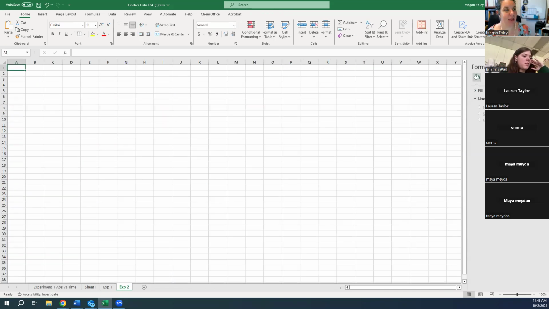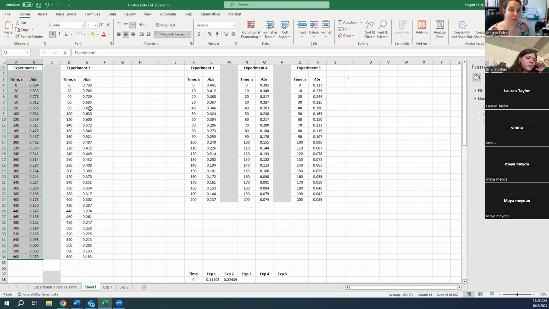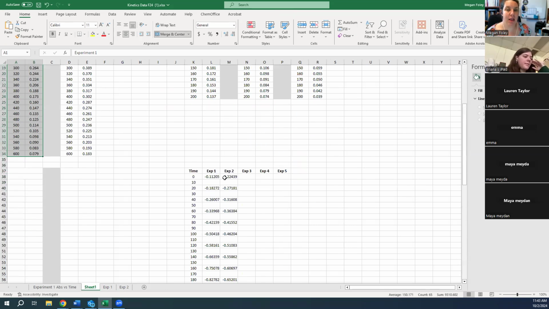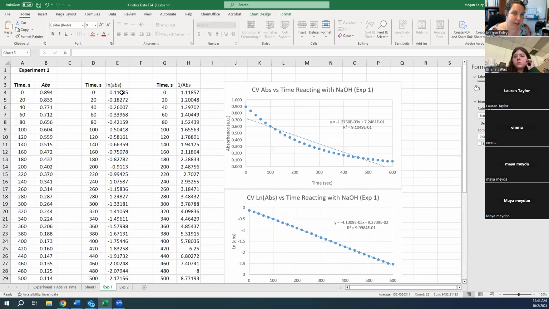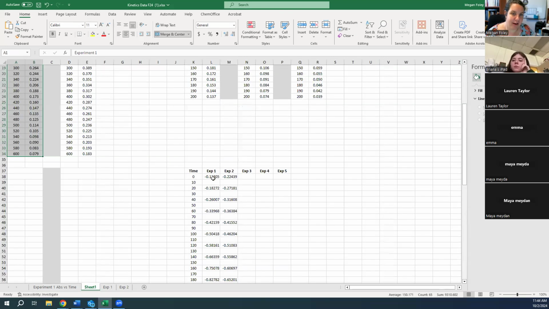Just to make sure, we're going to go back to sheet number 1. When you did experiments 1 and 2, you may not realize this, but they've already done the natural log of those, mostly because the time scales are different on the 5 experiments. So if we look under here, we see that our first natural log is negative 11205. That is the same number we see right there. And they're doing natural log because we know it's first order.